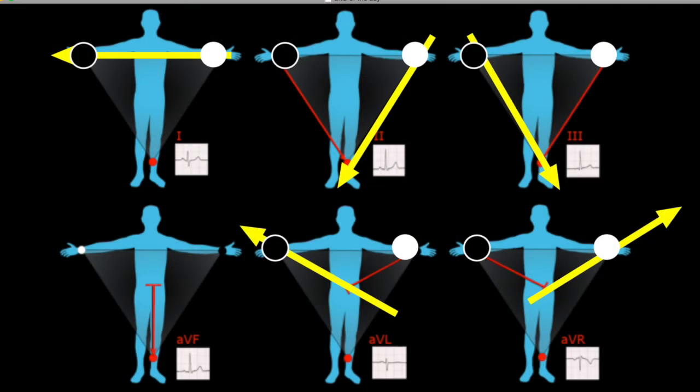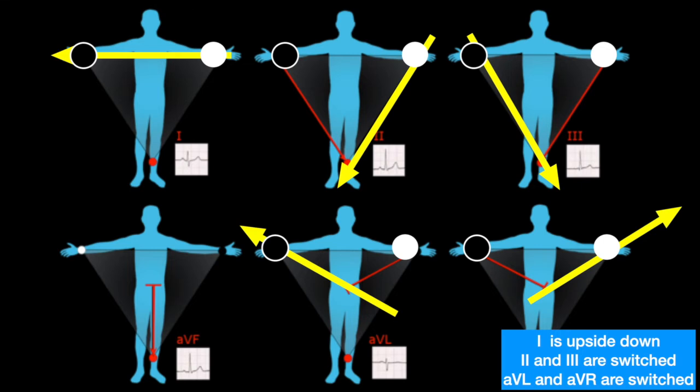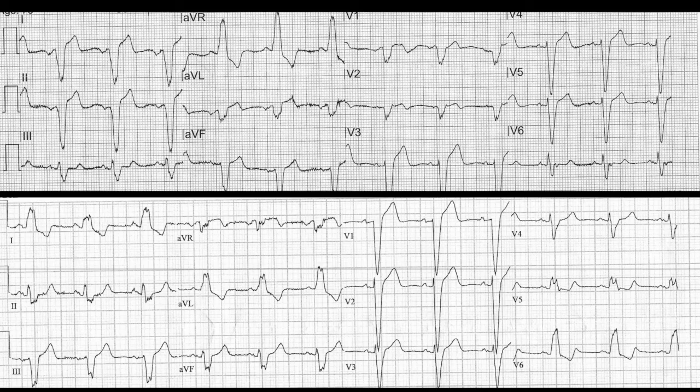So what do we get? In summary, if you were to take the two upper extremity leads, what you would find is that lead 1 becomes upside down. It reverses. So what would have been positive on the tracing now is negative. Lead 2 and 3 switch places. So 2 becomes 3 and 3 becomes 2. And AVL and AVR switch places. Does that look like what we see on this EKG? Just to prove it. And by the way, why is that noticeable on here?